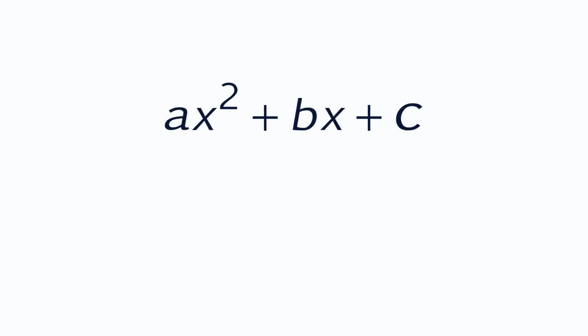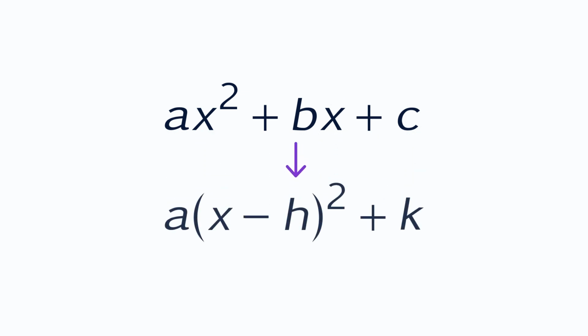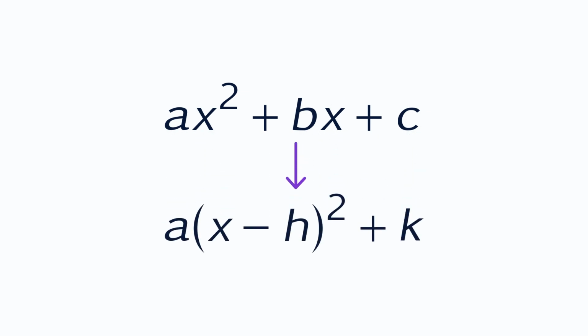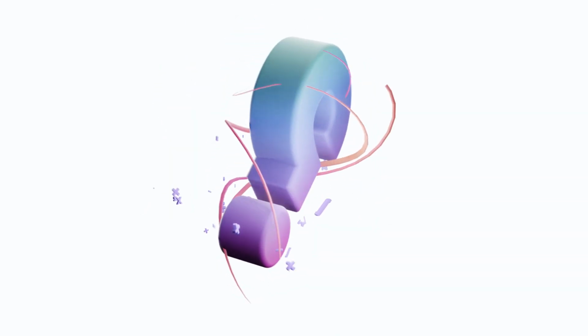So you can write any quadratic expression, ax² + bx + c, in the vertex form, a(x − h)² + k. But how does this work? If you want to know how, then continue watching.